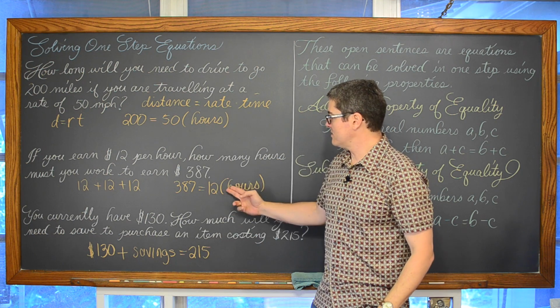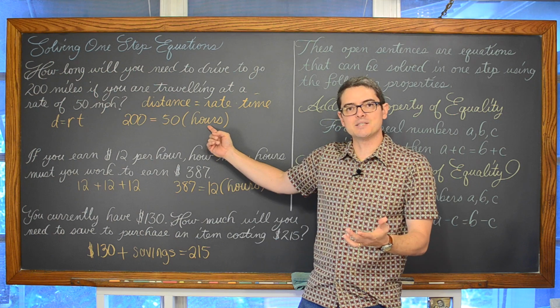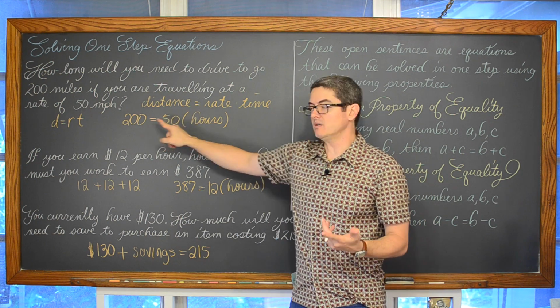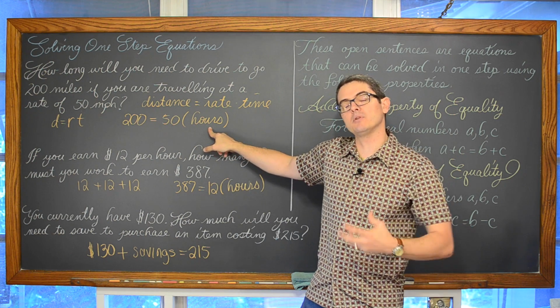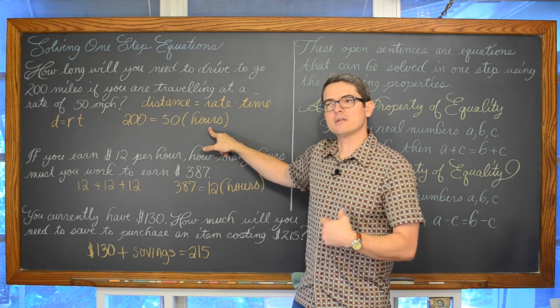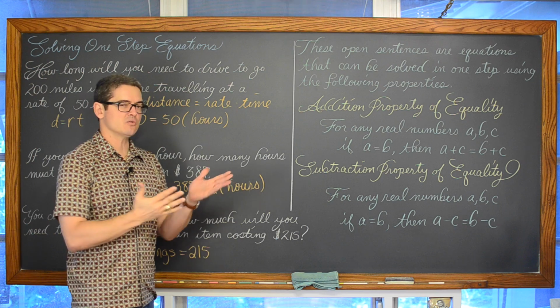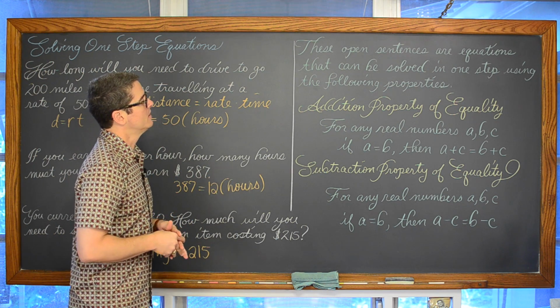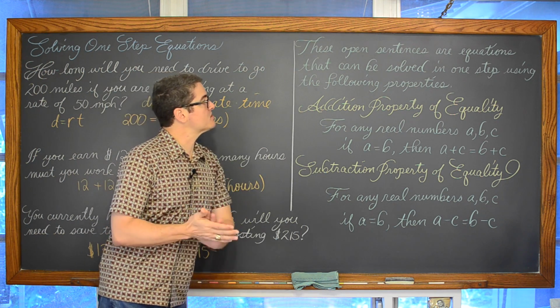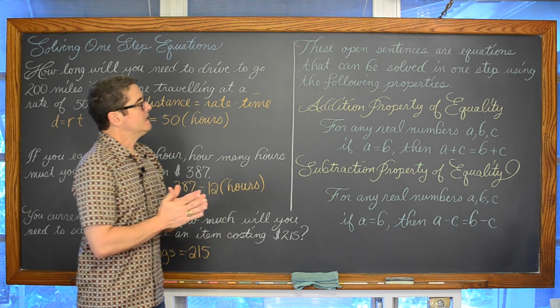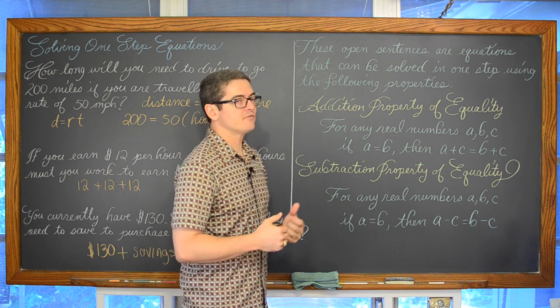An open sentence is simply a sentence, an equation that has a variable in it, an open place to put or that is representing an unknown value. At this point in early algebra, it's just usually going to be a number, but it can represent other expressions as well. These open sentences are equations that can be solved in one step using the following properties.